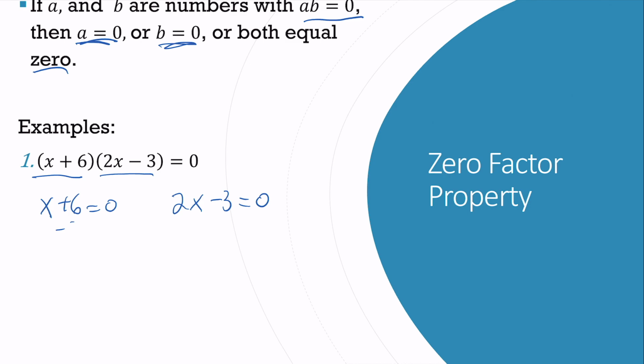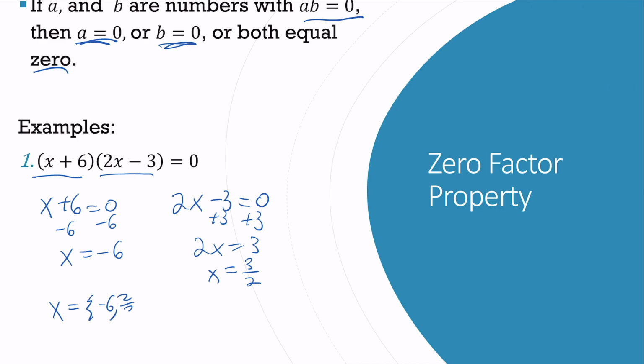On the left, I subtract 6 from both sides. x is negative 6. On the right, I add 3 to both sides. I get 2x equals 3, so x is 3 halves. Instead of solving one equation, I solve 2. So I find that x is either negative 6 or 3/2. It's both of those. Both of those are our answers.